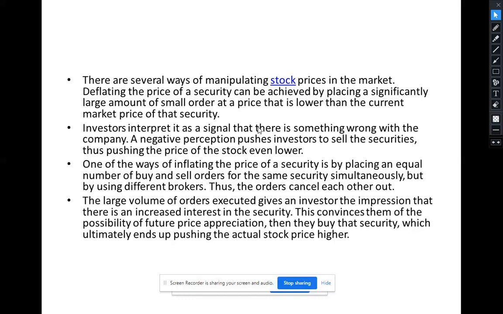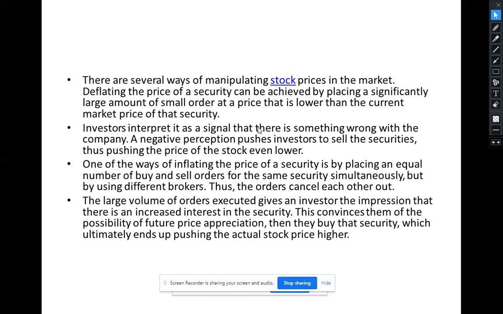Okay, so investors interpret it as a signal that there's something wrong with the company. A negative perception pushes investors to sell the security, thus pushing the price of the stock even lower. So when they think about what is happening to this company, their perspective pushes the investors to start selling, even allowing the price to go much lower.